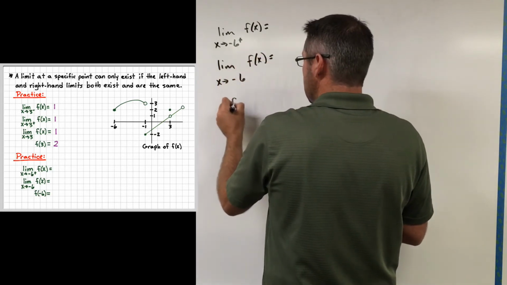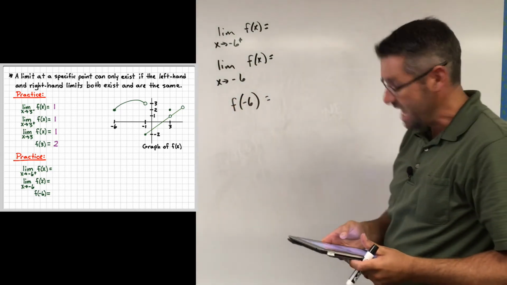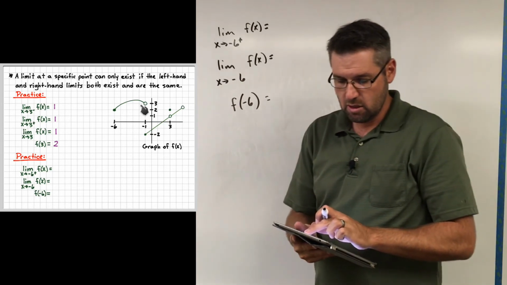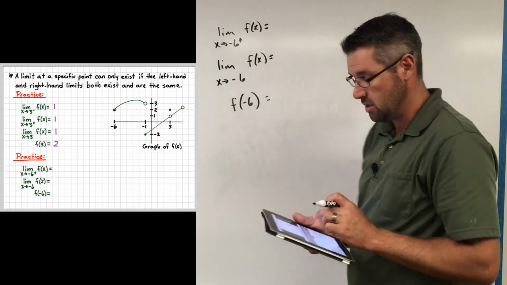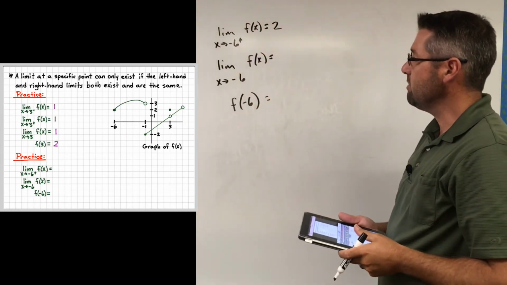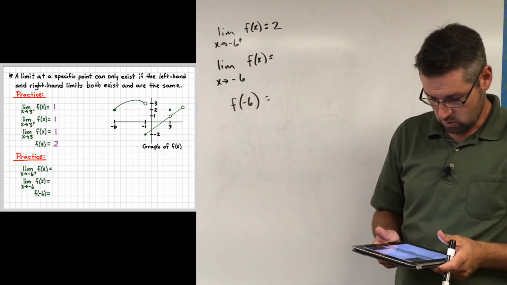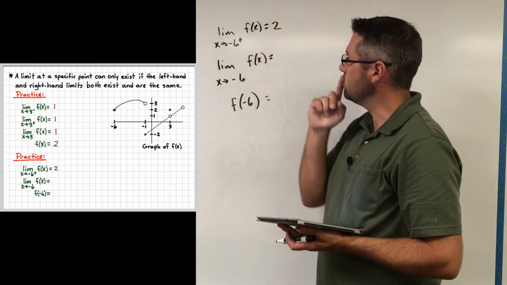and f of -6. All right, the limit as x approaches -6 from the right. So if I'm going to trace this from the right, what am I getting closer and closer to? From the right, I'm getting closer and closer to 2. What is the limit as x approaches negative 6 of f of x? Well, the right-hand limit is 2.